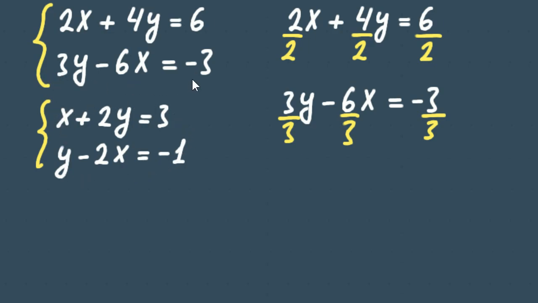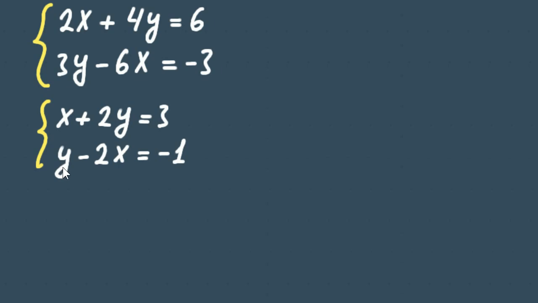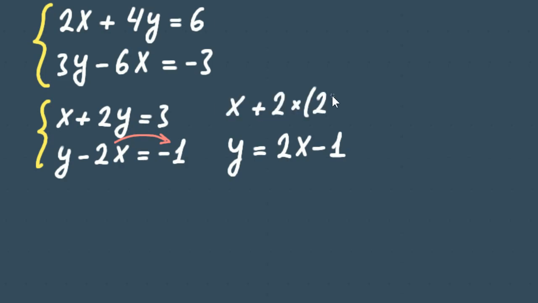Let's solve the second system of equations. From the second equation, I will express y. I transfer negative 2x to the right side. At the same time, I change the sign to the opposite, and I substitute this expression instead of y in the first equation. Here I need to open brackets. I multiply 2 by 2 and 2 by negative 1.